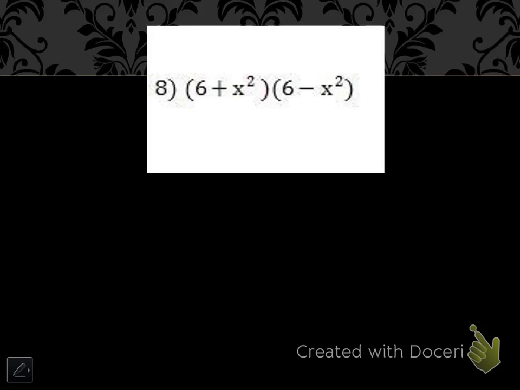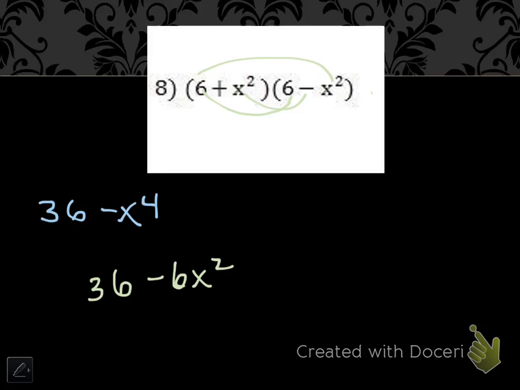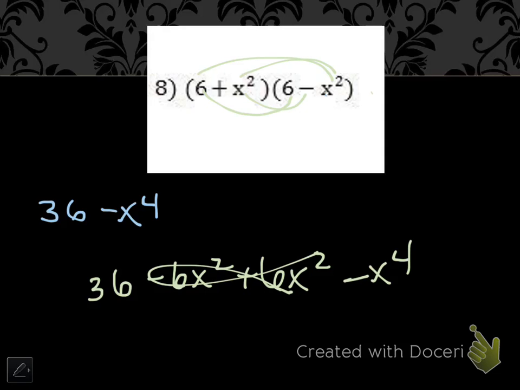Okay, this one is a little trickier. Okay, so let's see if it works. So we got 6 times 6 is 36, and negative x to the 4th. Okay, so let's work it out. First, outside, inside, last. So these cancel, so it looks like it does work too. So we're just multiplying our first two terms and our last two terms for those.